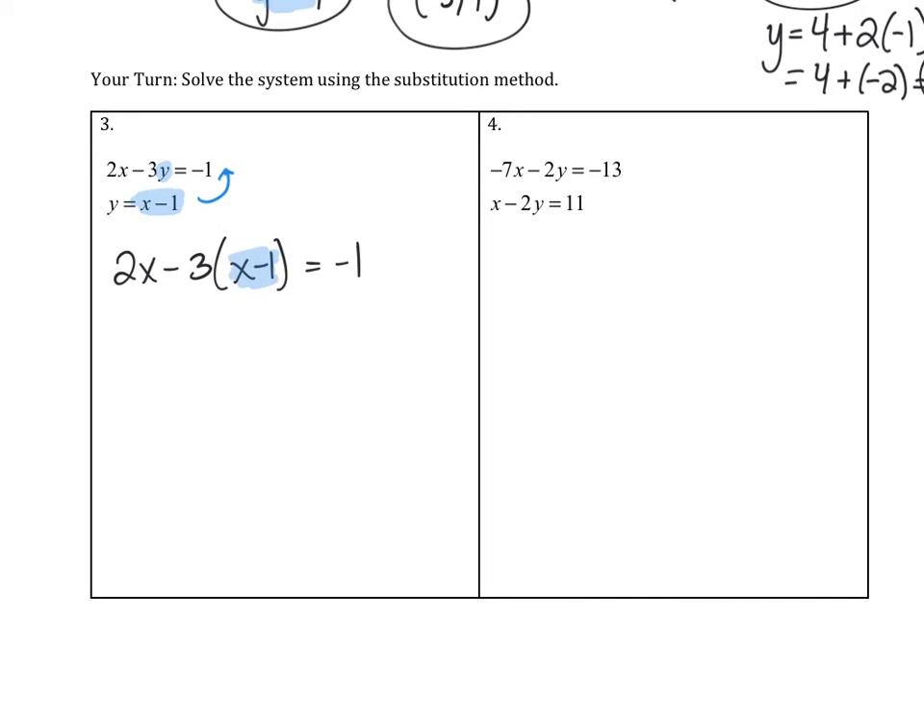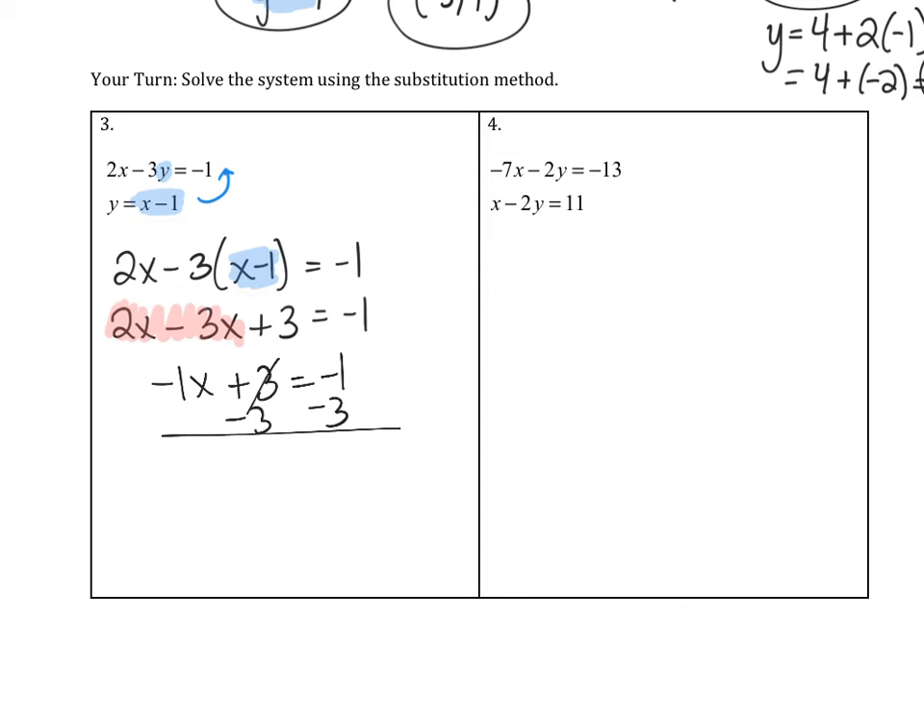Now we're going to distribute, just like we did before. 2x minus 3 times x is 3x, and negative 3 times negative 1 is positive 3. That's how I would write that one, equal to negative 1. Then I'm going to combine like terms. I've got 2x minus 3x here, which is negative 1x again, plus 3 is equal to negative 1. Subtract 3 from both sides. Negative 1x is equal to negative 4. Divide the negative 1 out. x is equal to 4 there.